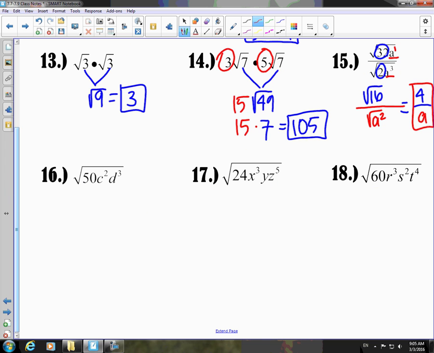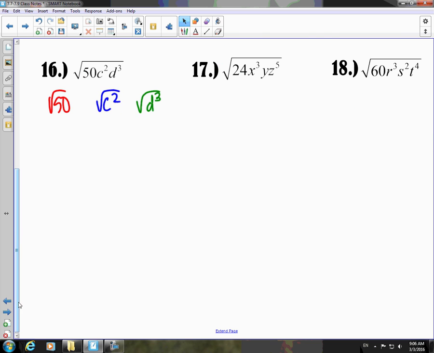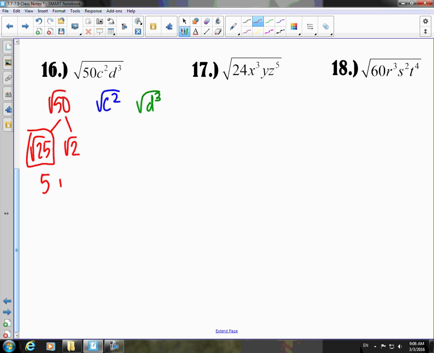16, 17, and 18 are going to get challenging, so we'll just do them piece by piece. So 16, again, I have the number, my square root of 50, and then I'm going to break up the square root of c squared and the square root of d to the third into their own. So 50, I'm looking for one of those numbers from that list that break it up evenly, and 25 goes into 50 2 times. Now 25 is one of those numbers, so the square root of 25 is 5, and then I still have the square root of 2.